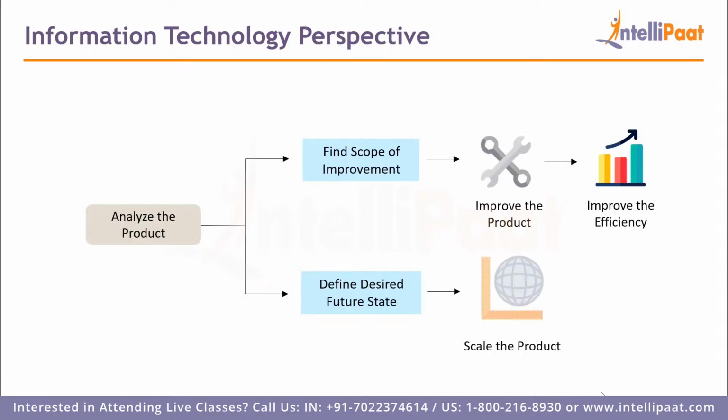Now coming to the next thing, that is we have to analyze the product. Any technology that we are using can help in analyzing the product and the requirements, and its demand, in a much more efficient manner. So using technology in business analysis can really improve the product that we are developing. We can find the scope of improvement, we can define the desired and the future state, and then we can actually improve the product after finding the scope of improvement. We can improve the efficiency, we can evaluate it, and we can scale the product according to the defined and desired future state.